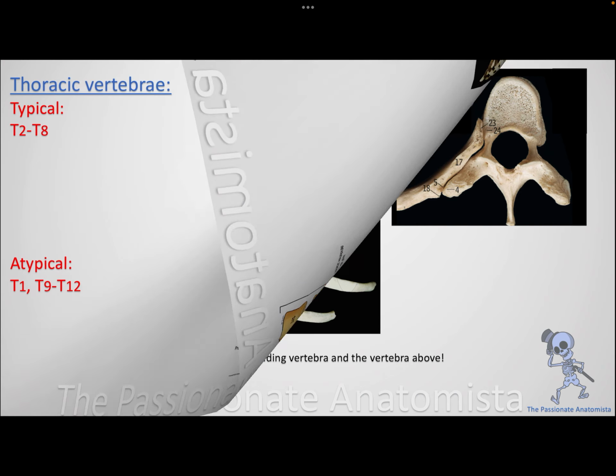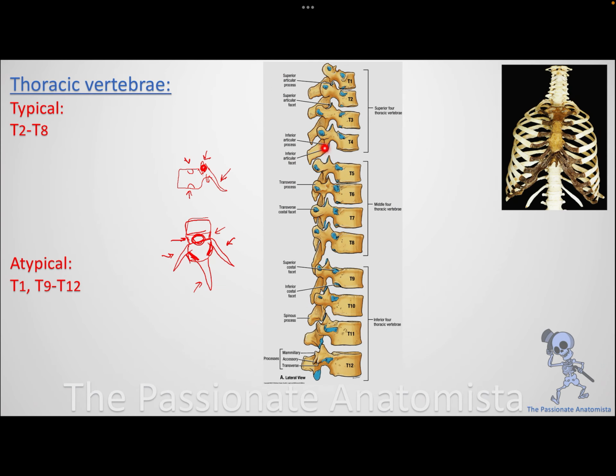Why? Because generally we know that we have a demifacet and a demifacet for the rib and the one above. Now, for T1, rib number one does not have a T0 to articulate with. So it's going to have a complete facet on the vertebra itself. So why is T1 different? Because we have a complete costal facet on the vertebral body for rib number one. We don't have demi and demi. All right, so now we know why T1 is different.